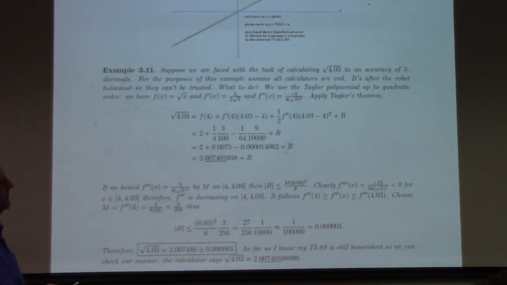This one here, suppose you're faced with the task of calculating the square root of 4.03. You're in the robot holocaust. The calculators are evil and such, so you gotta do it yourself.